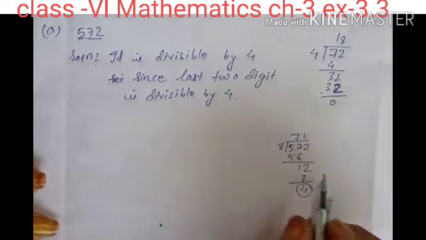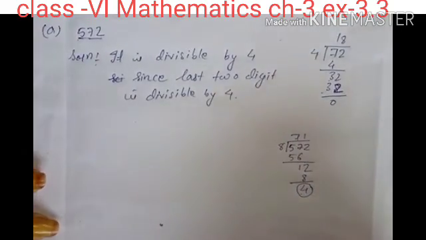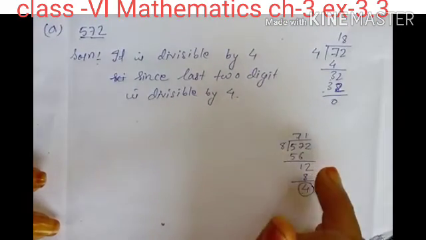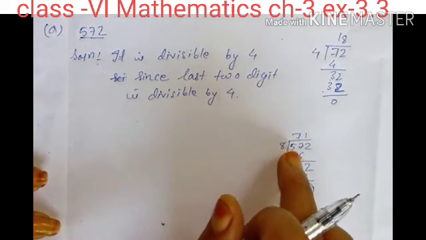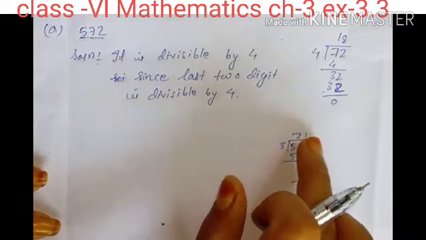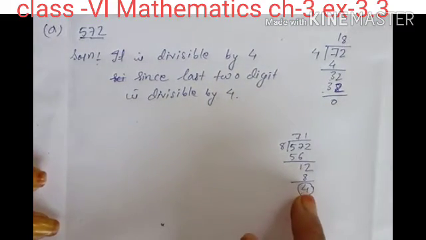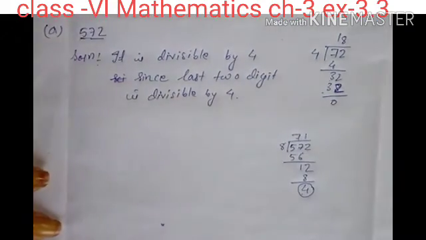That is why this number will not be divisible by 8, because for divisibility of 8 we have to see the last 3 digits. Here there are only 3 digits, so you will divide these 3 digits by 8, and what we got? 71, and the remainder is 4. So this is not exactly divisible by 8.